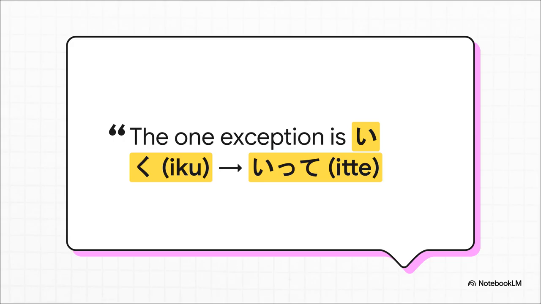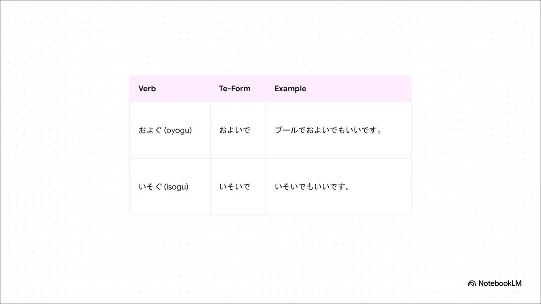Now, based on the rule we just learned, you'd think it would be iite, right? But nope, it's special. It actually follows the first rule we learned for u-verbs and becomes itte. This is honestly the most important exception to memorize for the te form, so really burn this one into your brain.